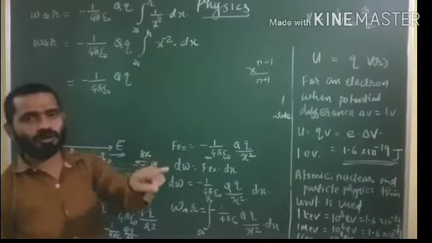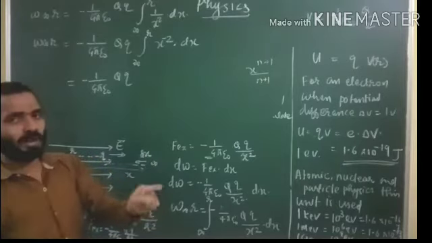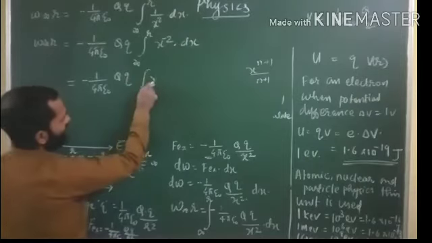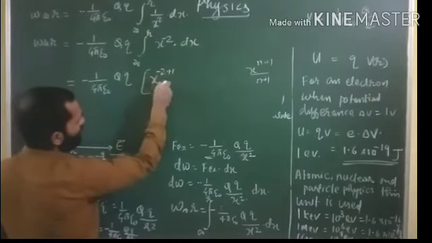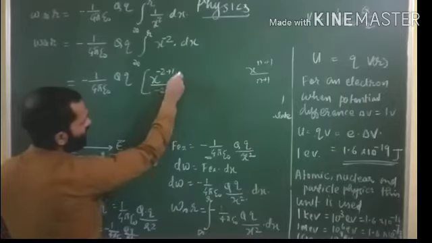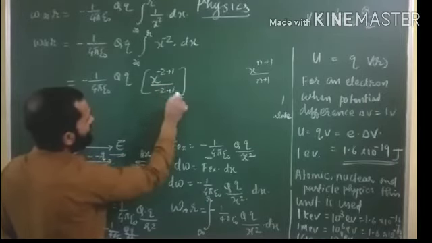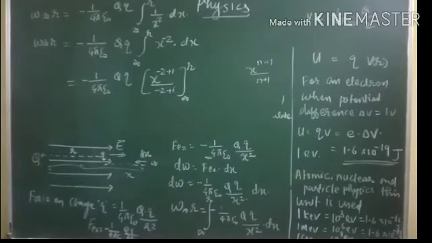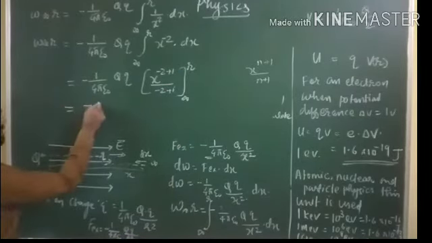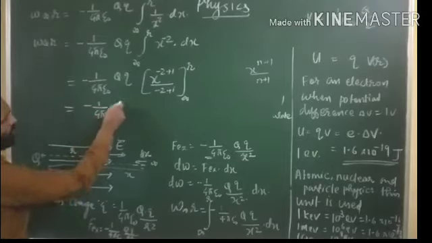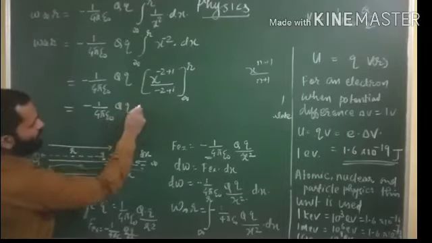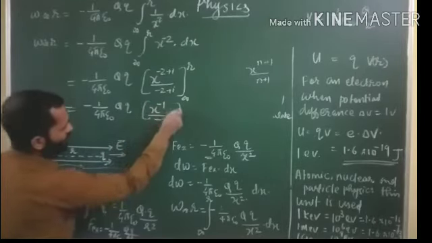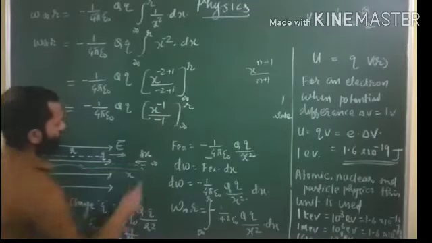Minus 2 plus 1, that is minus 1, divided by minus 2 plus 1, minus 1. So integrating, that is x to the power minus 2 plus 1 divided by minus 2 plus 1, and the limit infinity to r. This limit also 1 by 1. Now the next step, minus 1 by 4 pi epsilon naught q into q. Now this will be equal to x to the power minus 1 divided by minus 1, from infinity to r.